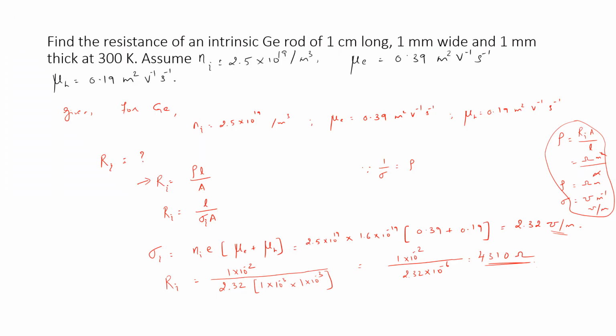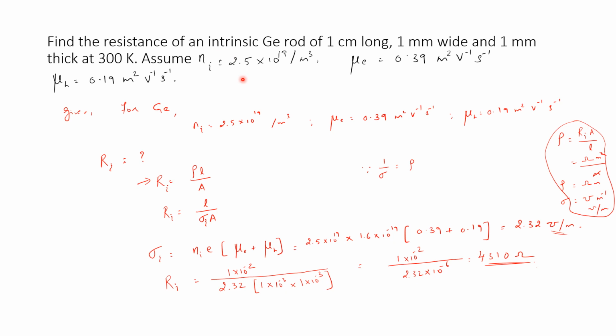Now read the question. Find the resistance of an intrinsic germanium rod of 1 centimeter long, 1 millimeter wide and 1 millimeter thick at 300 Kelvin. Assume Ni is equal to 2.5 into 10 power 19 per meter cube. Mu E is equal to 0.39 meter square volt power minus 1 second power minus 1. Mu H is equal to 0.19 meter square volt power minus 1 second power minus 1.